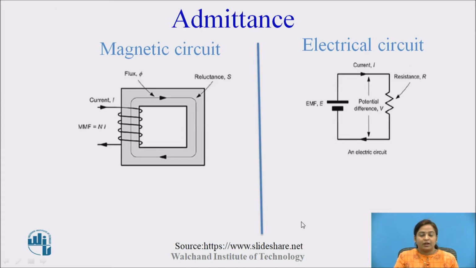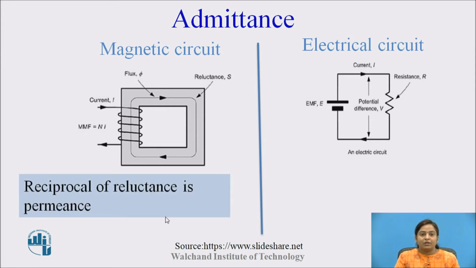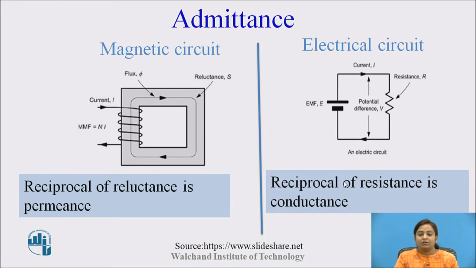Now we will see which admittance is present in magnetic and electric circuit. Admittance in magnetic circuit is nothing but the reciprocal of reluctance, and this is known as permeance. In electric circuit, the admittance is nothing but conductance, which is defined as the reciprocal of resistance.